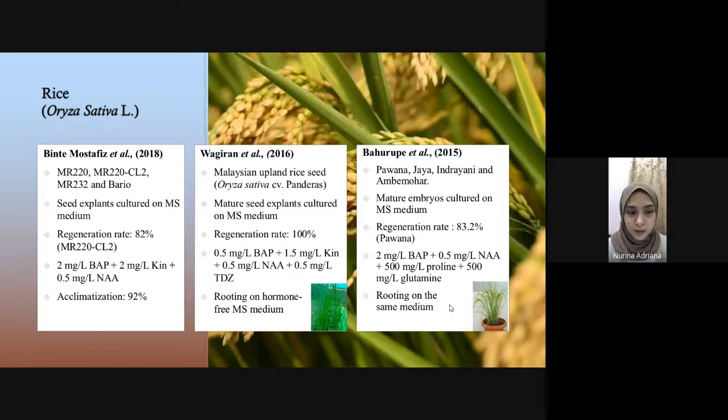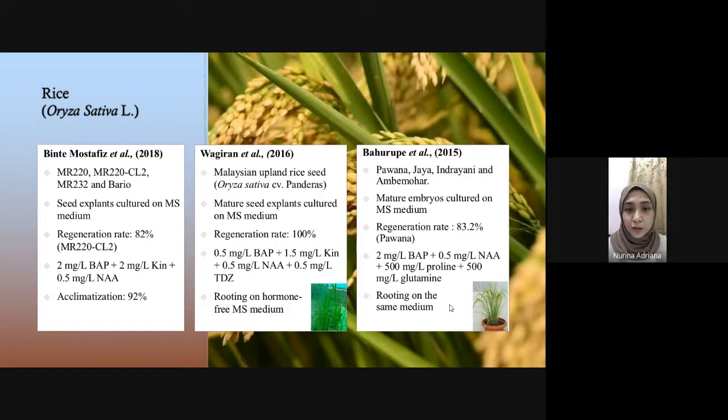For the first species, which is rice, Binte Mostafis et al. 2018 studied the in vitro regeneration of rice using 4 different rice cultivars. They used seed explants cultured on MS medium supplemented with BAP, kinetin, and NAA, and they achieved a regeneration rate of 82% on cultivar MR220CL2, and they achieved 92% of acclimatization.